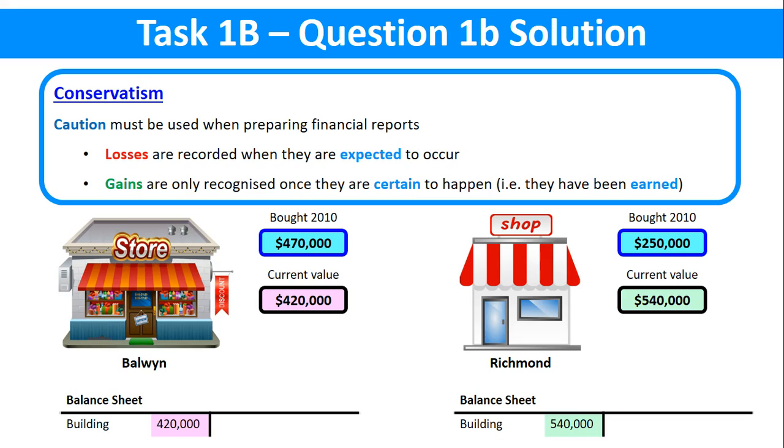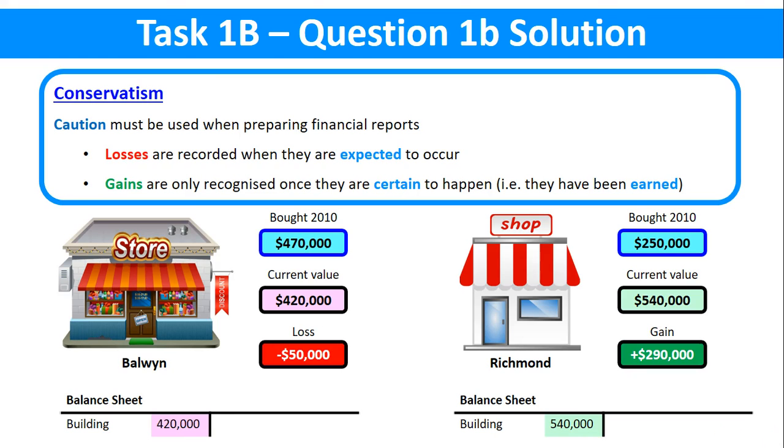So applying that logic to the Baldwin and Richmond properties, let's look at Baldwin. Bought it for $470,000. Its current market value is about $420,000. So that's actually a loss. We're going to expect a loss. So we might revalue that one to $420,000 because it will recognize an expected loss.